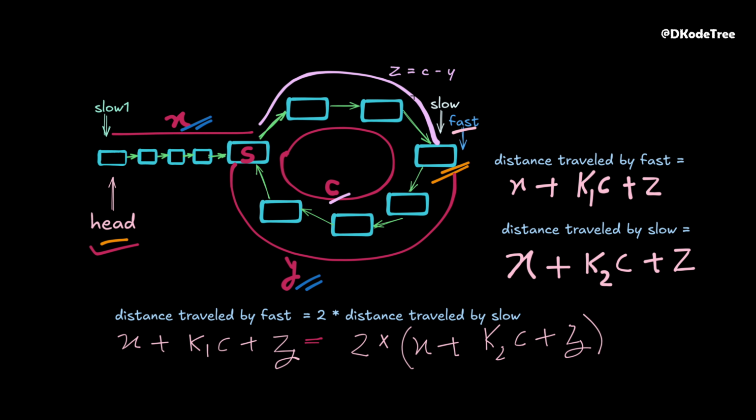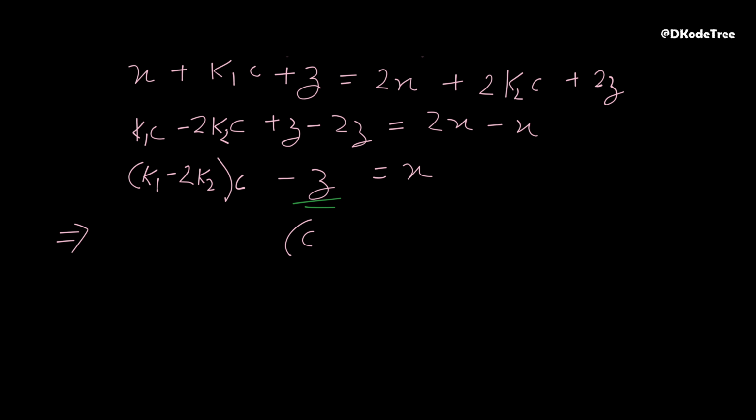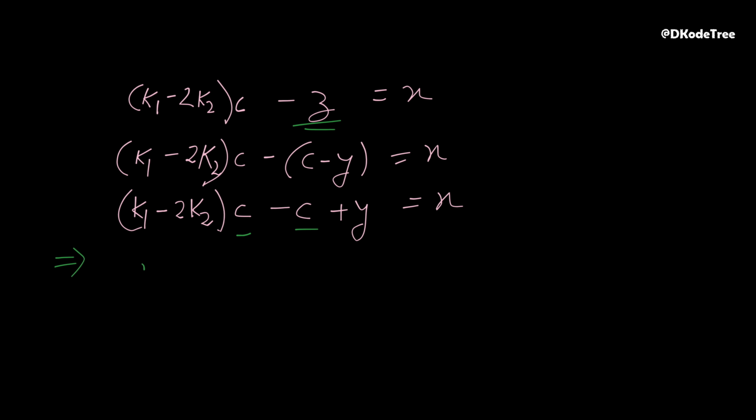Earlier we already found that z is equal to c minus y, that is the length of the cycle minus y. So we'll just replace z equal to c minus y in our equation. So on replacing z with c minus y, our equation becomes (k1 minus 2k2) into c minus (c minus y) equal to x. So let's just simplify this. (k1 minus 2k2) into c minus c plus y is equal to x. So if we take the c common from these two terms, it will become c into (k1 minus 2k2 minus 1) plus y is equal to x. Now here remember that both k1 and k2 were two integer constants.